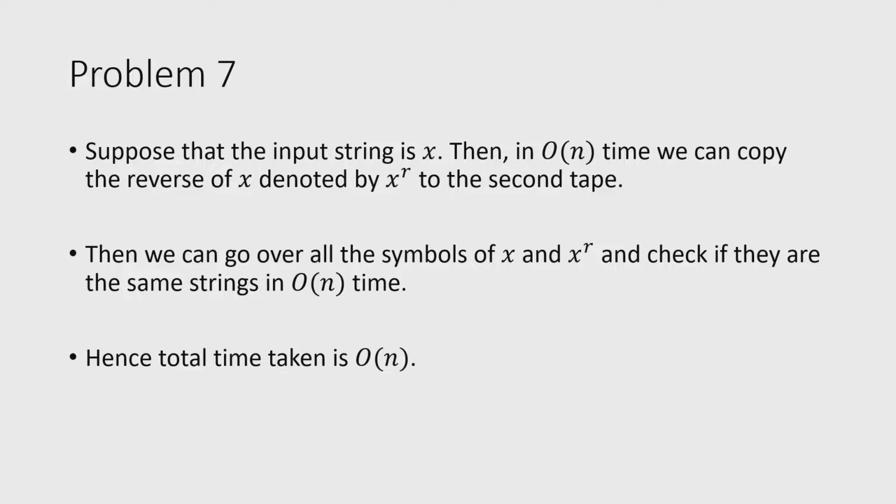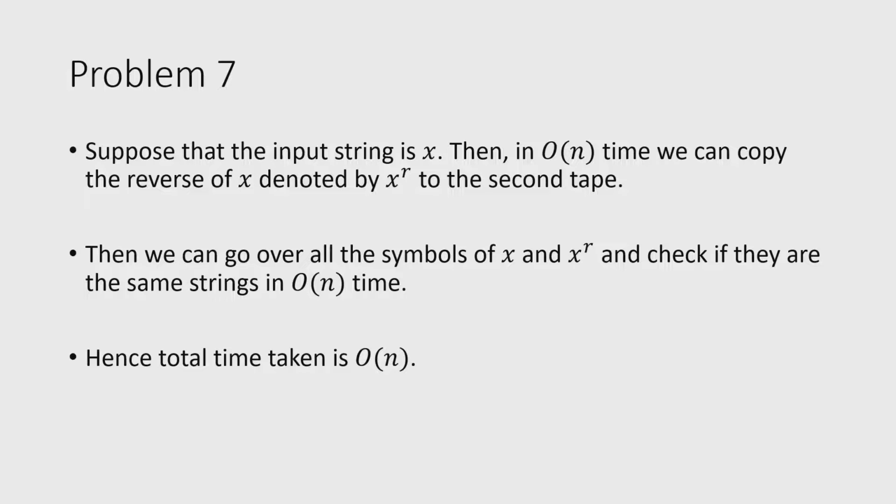Suppose that the input string is x. Then in order n time we can easily copy the reverse of x, denoted by x to the r, to the second tape. The way to do this is to go to the last cell of the first tape which contains x, and from that cell move to the left, and every time we encounter a new symbol we put it on the second tape. In this way we can write the reverse of x on the second tape. So now the first tape is x, the second tape is x^R.